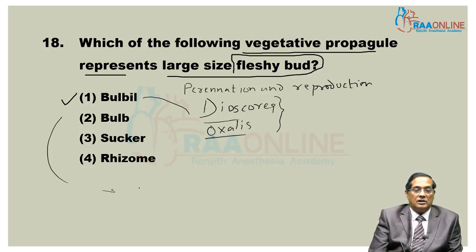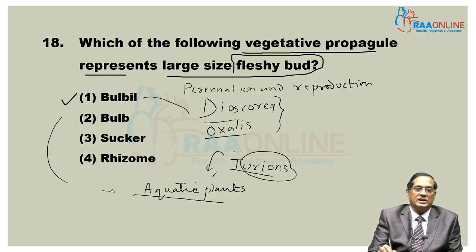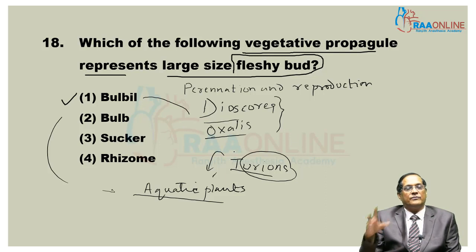Fleshy buds are also seen in some aquatic plants. Similar types of buds are seen in aquatic plants. They are called turions. Turions are also fleshy buds, but they are formed inside the aquatic plant, by the aquatic plant.